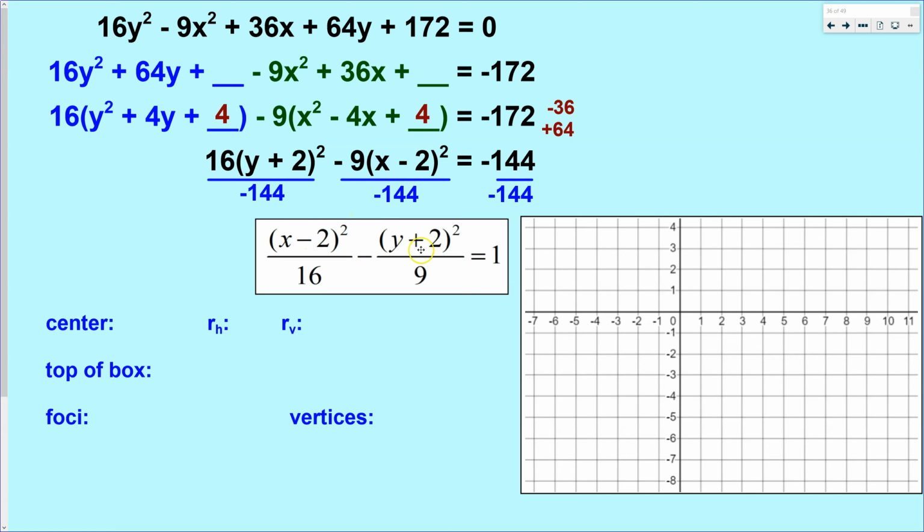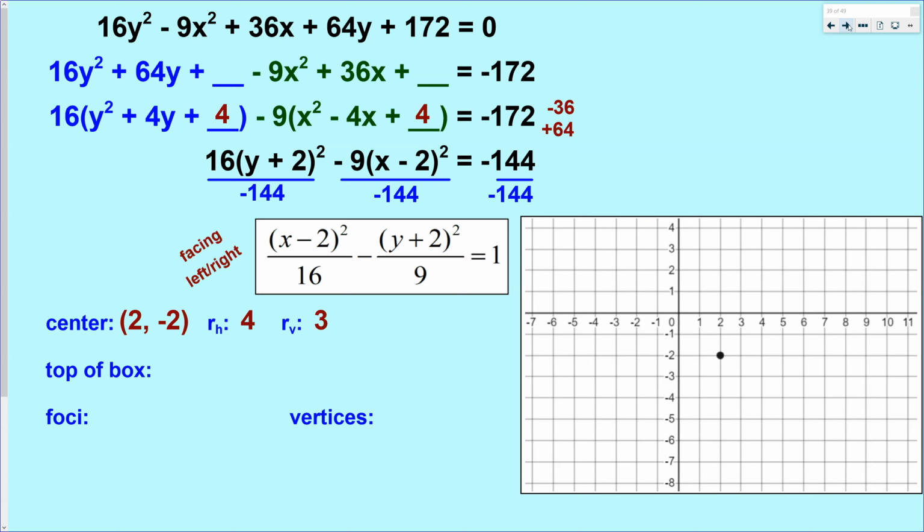Here's my center, 2, -2, and my horizontal radius would be the square root of that, which would be 4, and my vertical radius would be the square root of that, which would be 3, so I can record that information. I also know that the x term is positive, so now this one is facing left and right. And then now I can start plotting stuff. So I'm going to plot my center. I'm going to plot the 4 points around it, extending 4 to the left and right and 3 up and down.